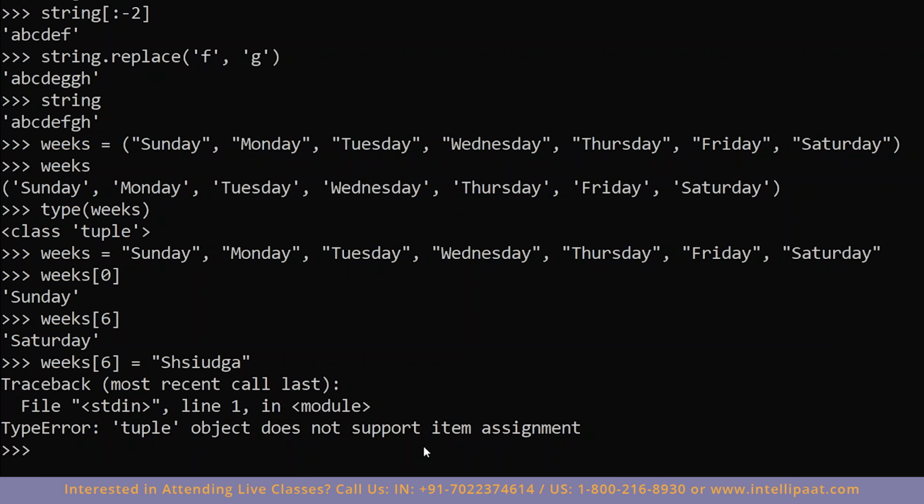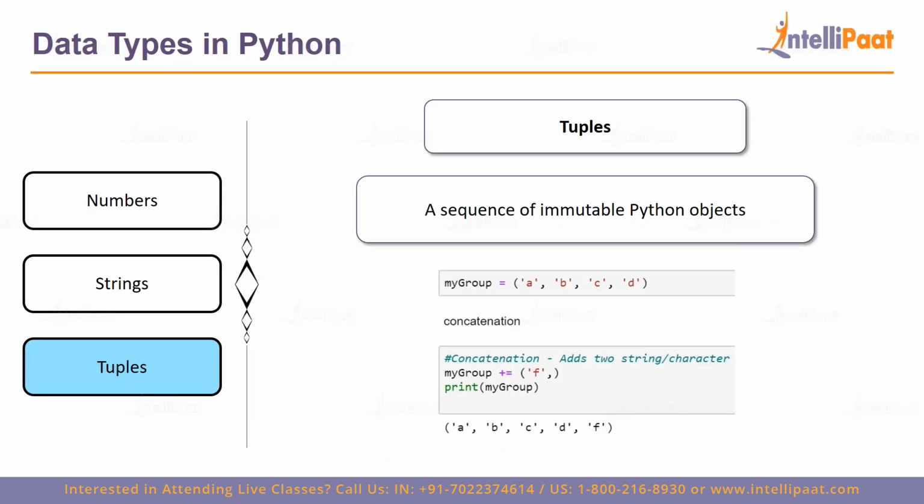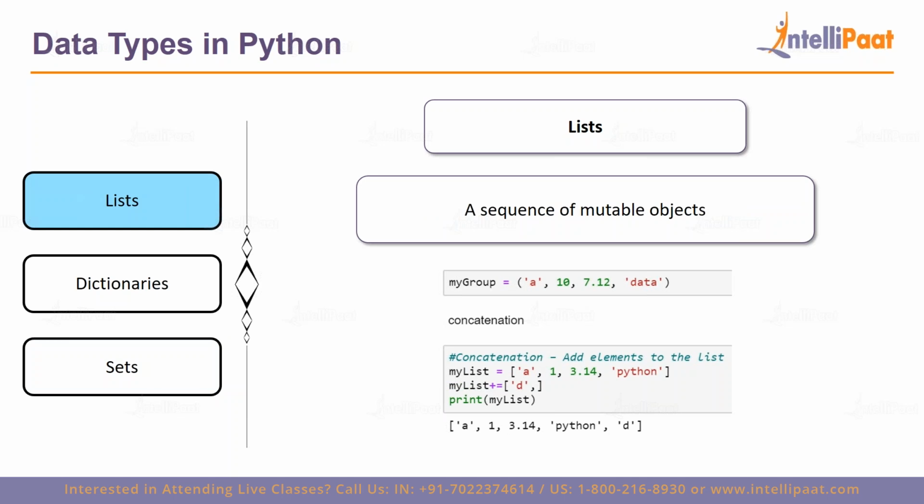So if you have entered a list of something that you know is not going to ever change, then tuples are the best option for you. So this is why we use tuples. So now let's take a look at something else. We have lists, dictionaries, and sets.